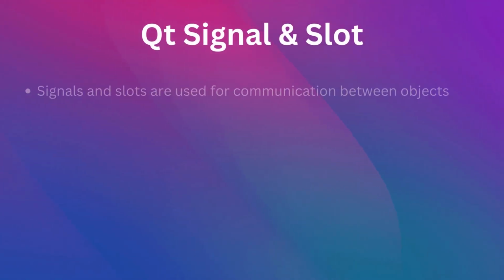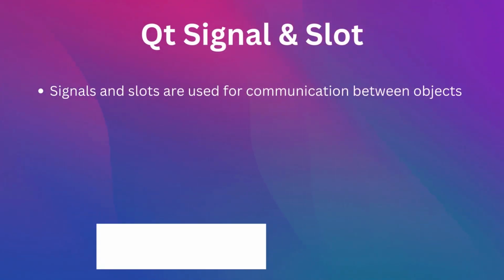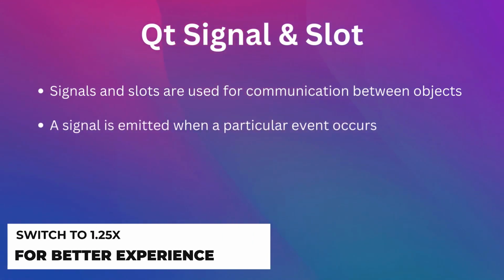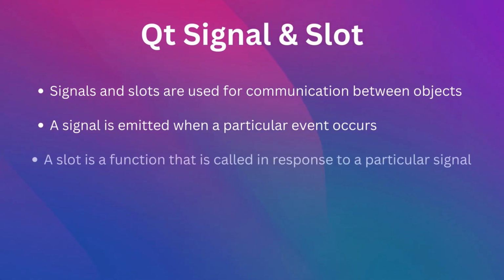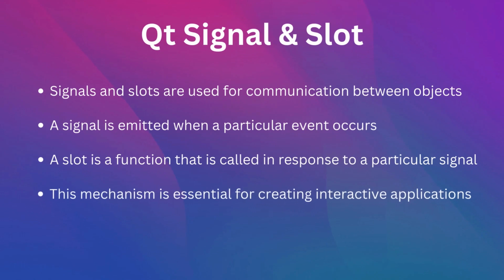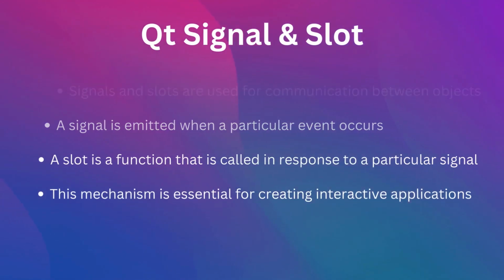In Qt, signals and slots are used for communication between objects. A signal is emitted when a particular event occurs, while a slot is a function that is called in response to a particular signal. This mechanism is essential for creating interactive applications.